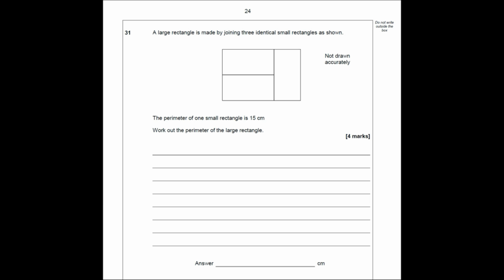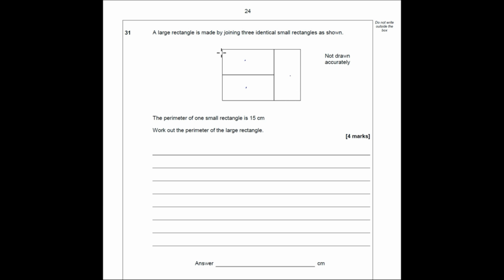Question 31. A large rectangle is made by joining 3 identical small rectangles as shown. So this is 1, 2, 3 rectangles. And then the perimeter of one small rectangle is 15. So small rectangle is this and this. Yeah, this is 15. Work out the perimeter of the large rectangle. Okay, as you can see, they fit really nicely.